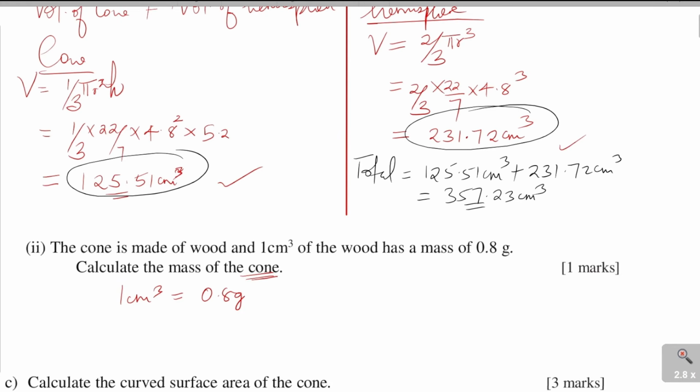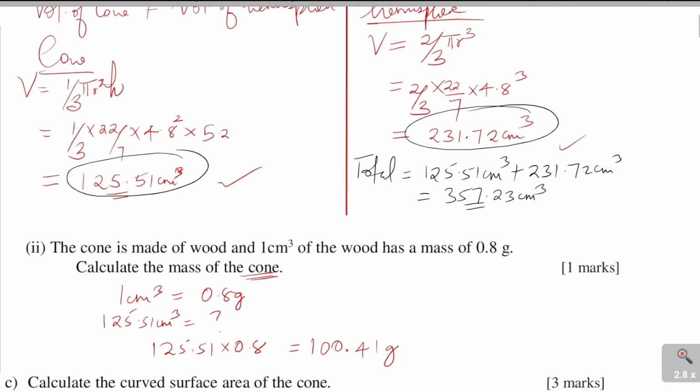So what is the volume of the cone? The volume of the cone is 125.51 centimeters cubed. So you simply multiply these. 125.51 multiplied by 0.8, and this will give 100.41 grams.